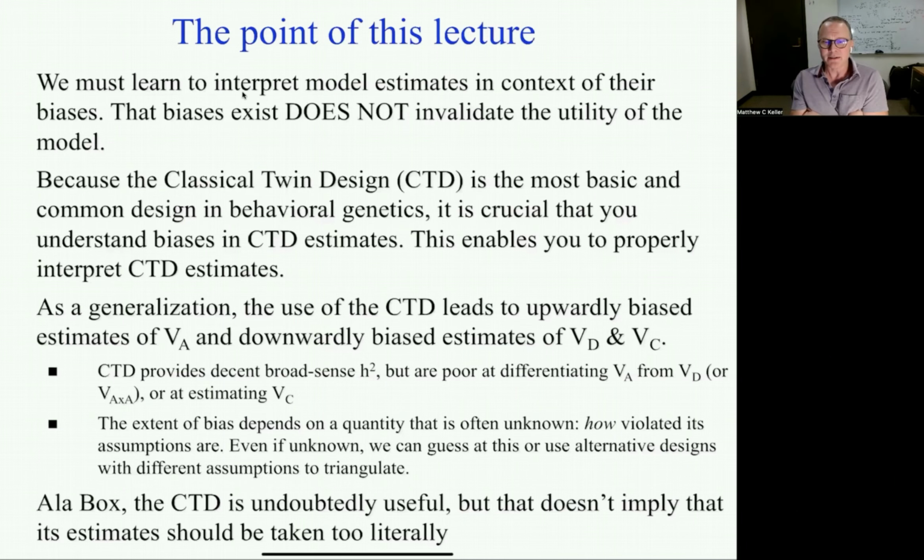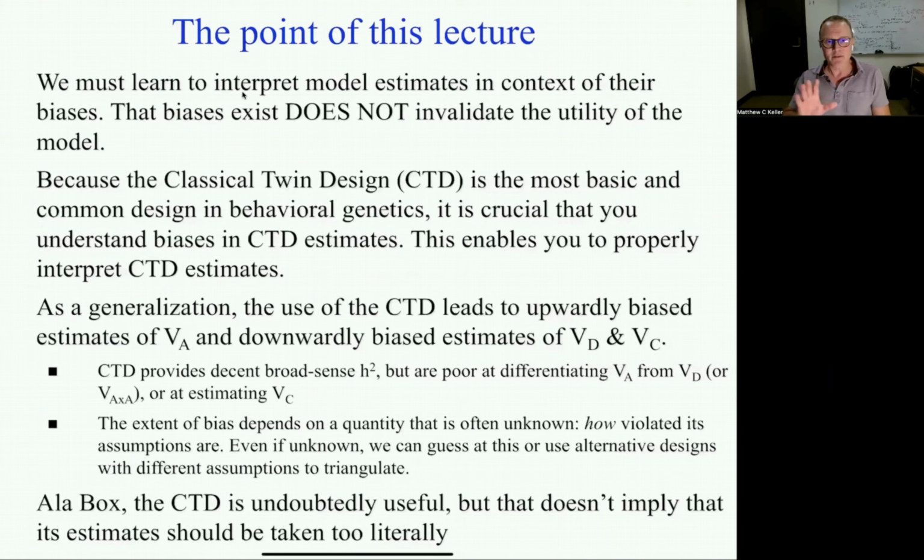So as a generalization, this is a broad generalization, lots of caveats that we'll get to later. The use of the CTD leads to upwardly biased estimates on average of additive genetic variance, which I'll denote here VA, and downwardly biased estimates of dominant genetic variance, which I'll denote VD, and common environmental or shared environmental variance, which I'll denote here VC. Now, the CTD provides decent broad sense heritability estimates, but CTD models typically are pretty poor at differentiating additive genetic variance from dominant genetic variance or non-additive genetic variance, or at estimating shared environmental variance.